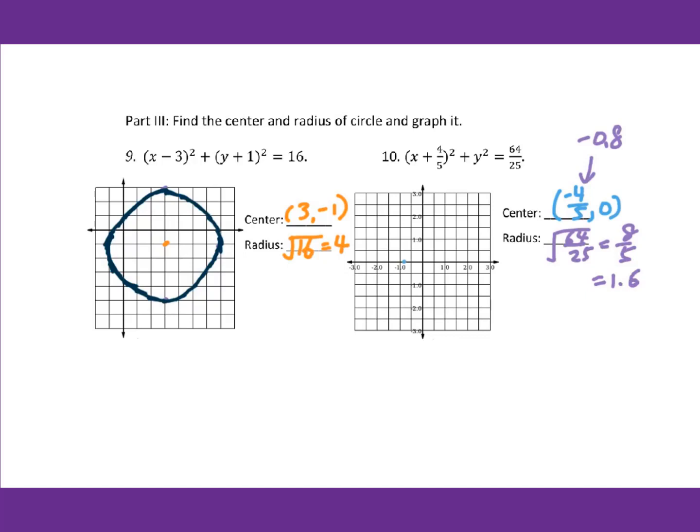That's here. Then go to the right 1.6. Then go to the left 1.6, up 1.6, and down 1.6. From the center, go to the right 1.6 units, go to the left 1.6 units. And then you connect these 4 points to sketch a circle. This will be the graph.